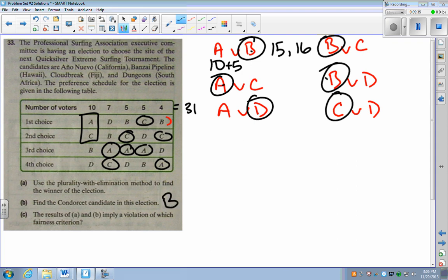B's your winner. It won 3 head-to-head matchups. But the person who won plurality with elimination was person D. So they won one method, they lost the other. The results of this imply a violation of which fairness criteria? Condorcet. You won plurality with elimination, but you lost Condorcet. Is it fair? These are questions.